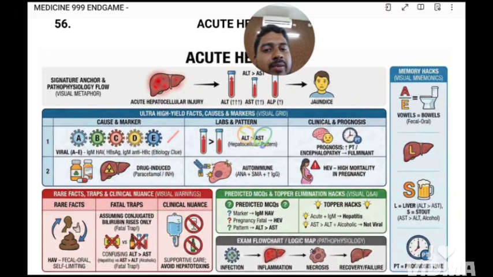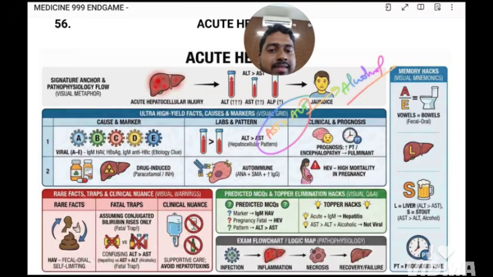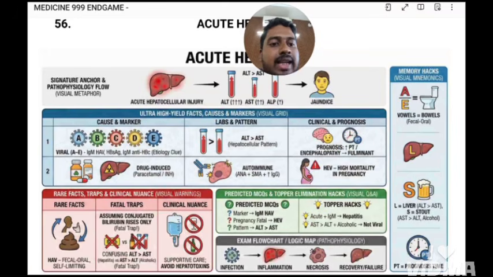Next, ALT is more than AST, suggestive of hepatocellular pattern. Remember, if AST is more than ALT, that means it is related to alcohol. Okay, alcoholic liver disease. Next, prognosis is poor if SGPT increases, prothrombin time increases, that is PTINR. PTINR is basically liver's ability to produce clotting factors. If PTINR is deranged, it means the liver has gone through a lot of injury, as a result of which the patient will go into liver failure.